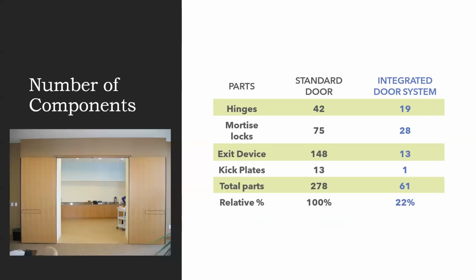So the number of components in an integrated door system compared to a conventional door is 22%. And so 61 parts sounds a lot better than 278. Now, both of those numbers are high. Why? I am counting down to every single screw. So I'll give you an example. Kick plates. On an integrated door system, a kick plate is actually going to just wrap around the edges of the stile, hence 1. Now, on a standard conventional door, a kick plate is going to be actually riveted into this surface of the door, hence 1 piece for it and 12 rivets.